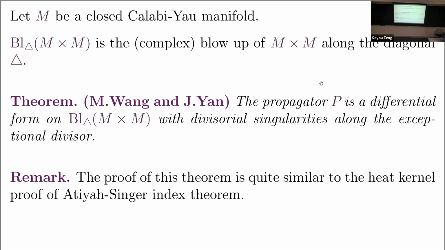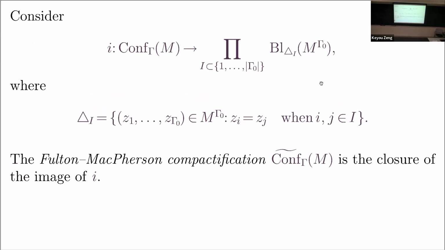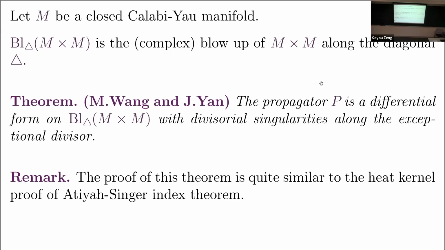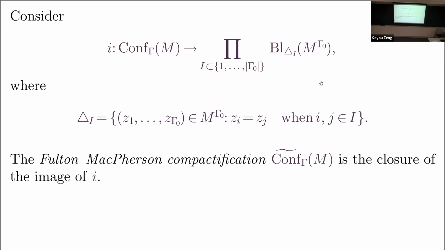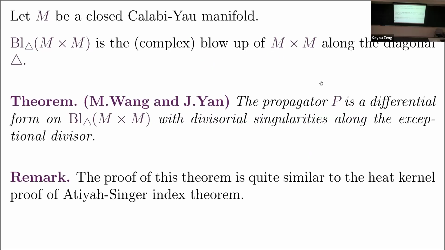Unfortunately, the proof of this theorem is quite technical. It uses heat kernel expansion technique, which is very similar to the proof of the Atiyah-Singer index theorem, because we introduced some scaling technique and reduce the problem to the flat space case. Okay, so with this theorem, it's quite easy to generalize this theorem to configuration space.